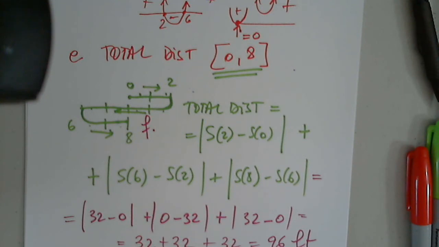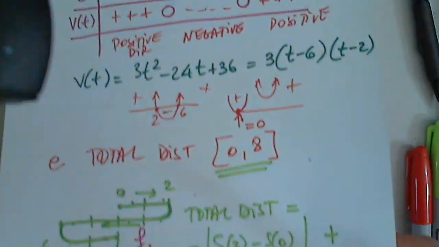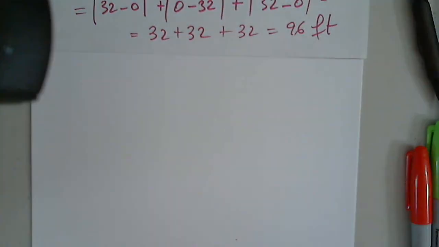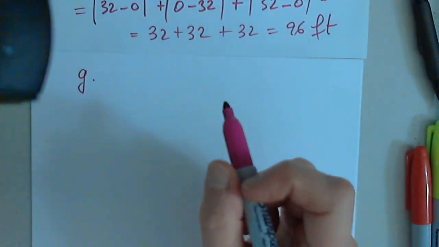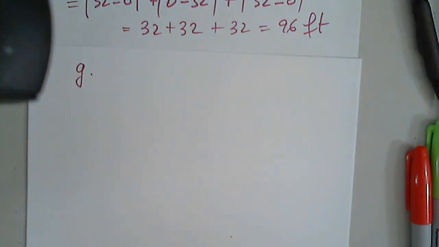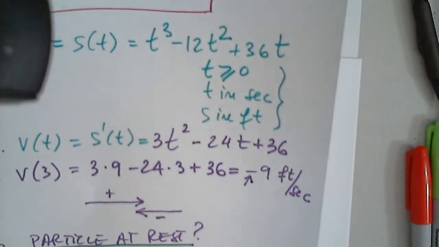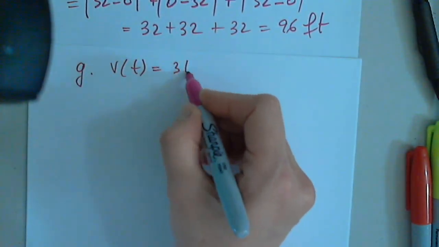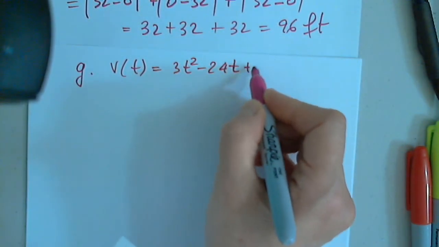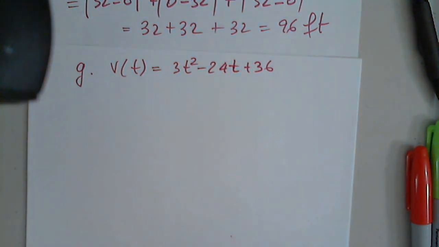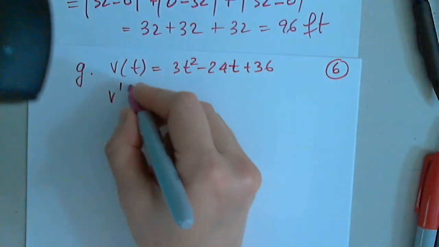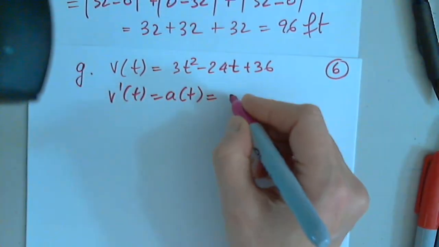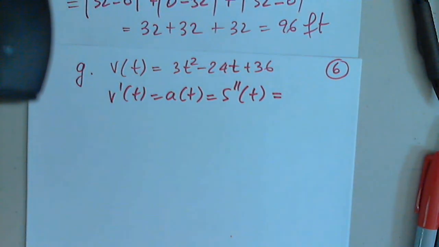Okay, part G. Find the acceleration at time t and after 3 seconds. How do I find the acceleration? You take the derivative of the velocity. Very good. So who knows where the velocity is? The velocity is right here. I'm going to copy it. So 3t squared minus 24t plus 36. So now we want to find v prime of t, which is a of t, which is s double prime of t. Can anyone help with the derivative?